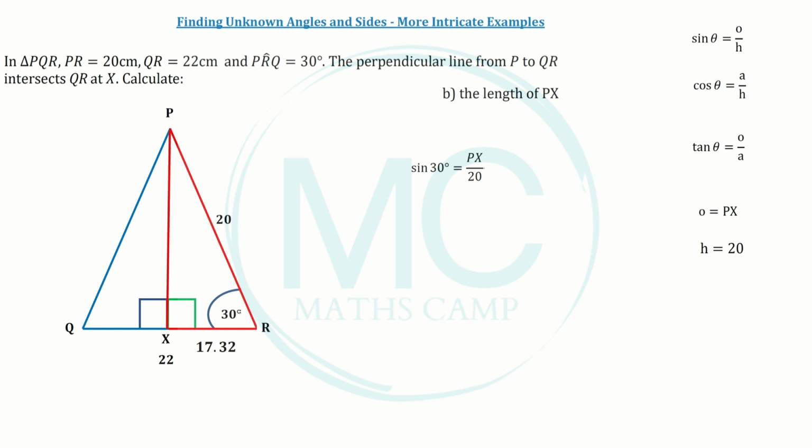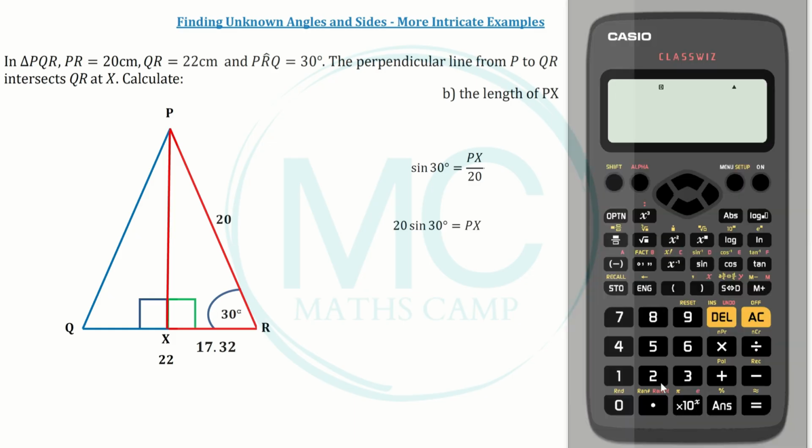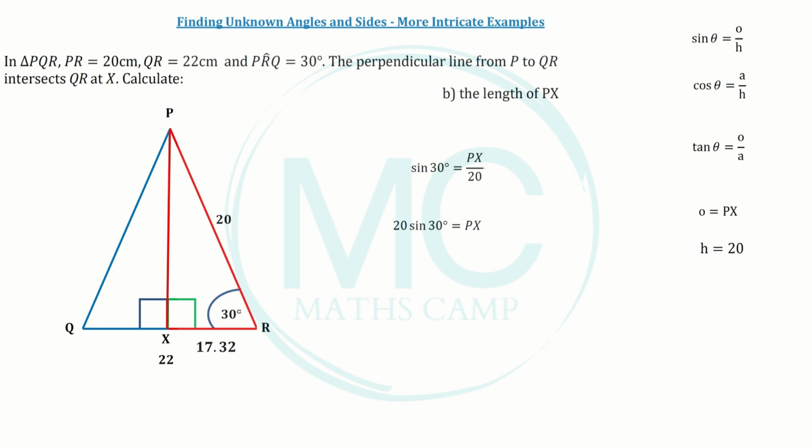over the hypotenuse, 20. Now to get PX by itself, let's multiply both sides by 20. And we get 20 multiplied by sine 30 degrees is equal to PX. Now we take our calculator and we say 20 multiplied by sine 30, close the bracket, is equal to 10. So we can see that PX is equal to 10. Let's write 10 on our triangle as well. Now we can clear this up and finally move on to part C.